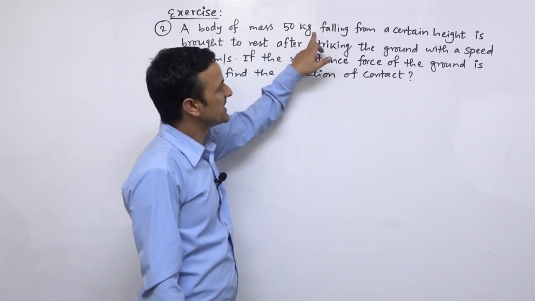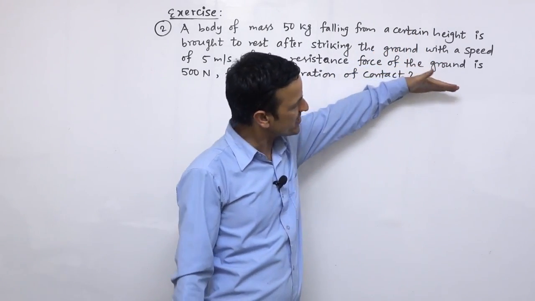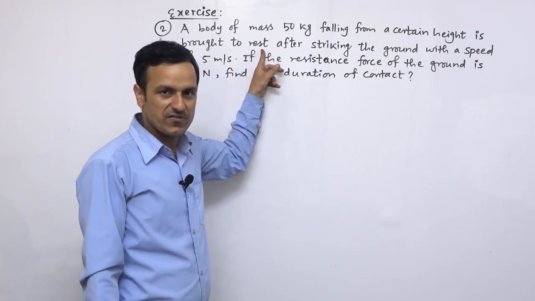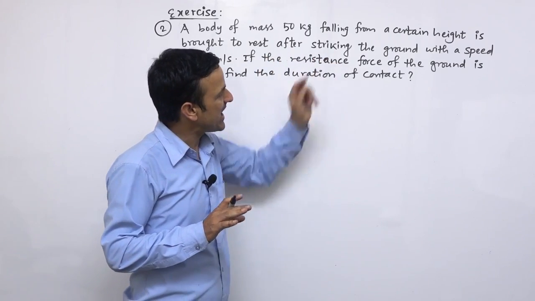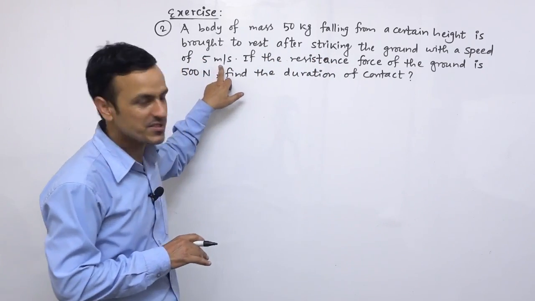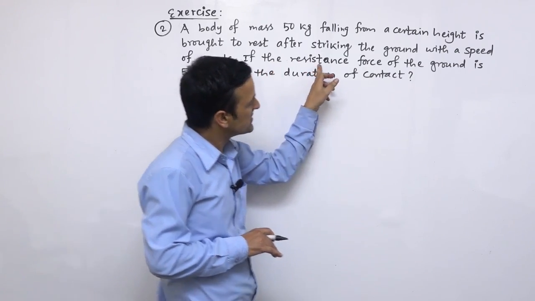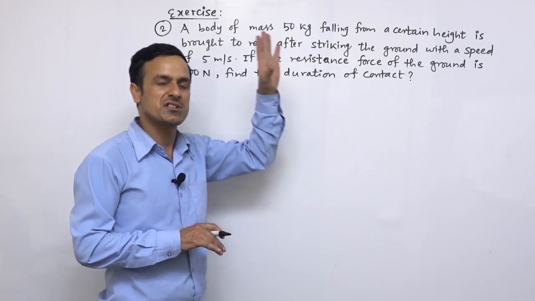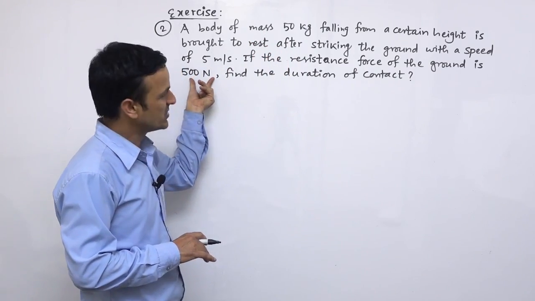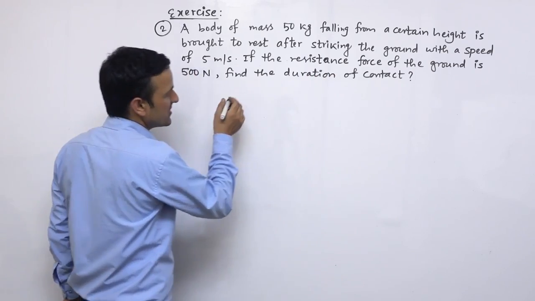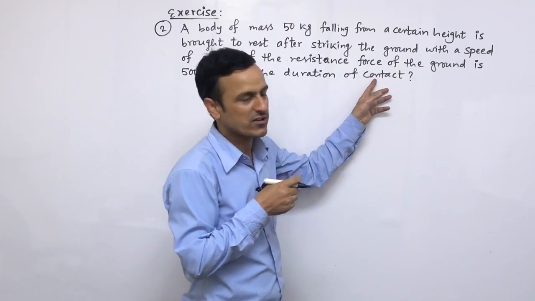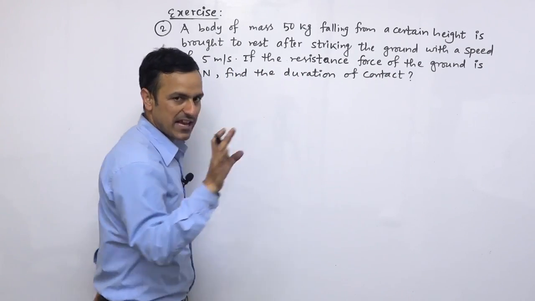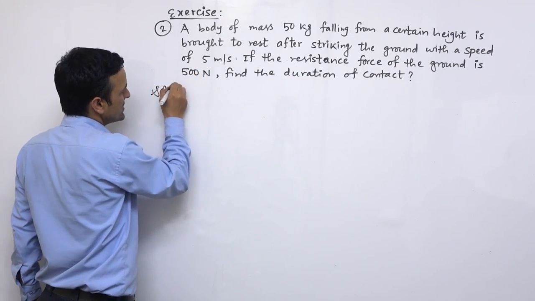So a body of mass 50 kg falling from a certain height, brought to rest finally after striking the ground with a speed of 5 meters per second, if the resistance force of the ground is 500 Newton. The resistance force of the ground is the opposing force. This is the opposing force, and find the duration of contact. We have to find how long the contact lasts, so time has to be calculated. Duration means how long it takes, the time. So time is calculated. For this we can write T is equal to what?